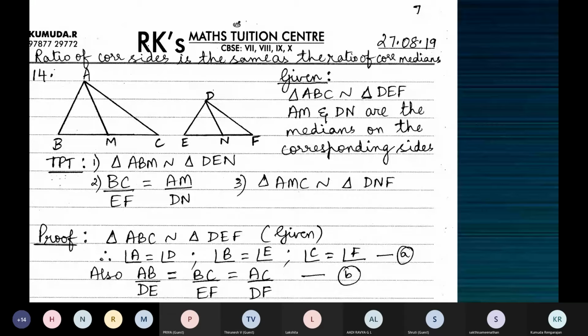Okay, so here also in BC by EF, you can divide the numerator and denominator by 2. So we can take this further as BC by 2 by EF by 2. That is, AB by DE is equal to BC by 2 divided by EF by 2, dividing both the numerator and denominator by 2. 20 by 30 is nothing but 2 by 3.